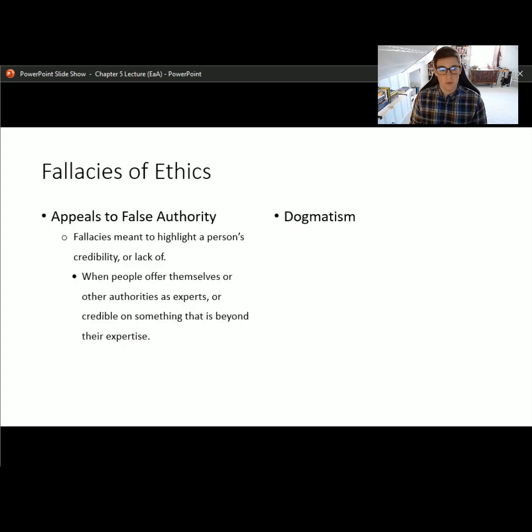An example of this is when people offer themselves or other authorities as experts or credible on something that's beyond their expertise. I was going over this with a class one time, and a student raised their hand and said, oh, that's interesting because I was just having an argument on Twitter with somebody recently, and they were talking about politics. I disagreed with them, and they said, well, I have a PhD in psychology. And their response was, your PhD in psychology doesn't necessarily make you an expert in this area related to politics. And they're not wrong, right?